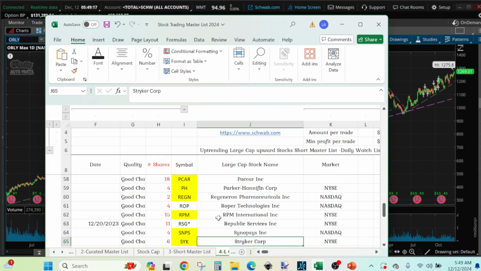RPM, let's try RPM. It has been now, I'm just doing some randomly though. RPM.